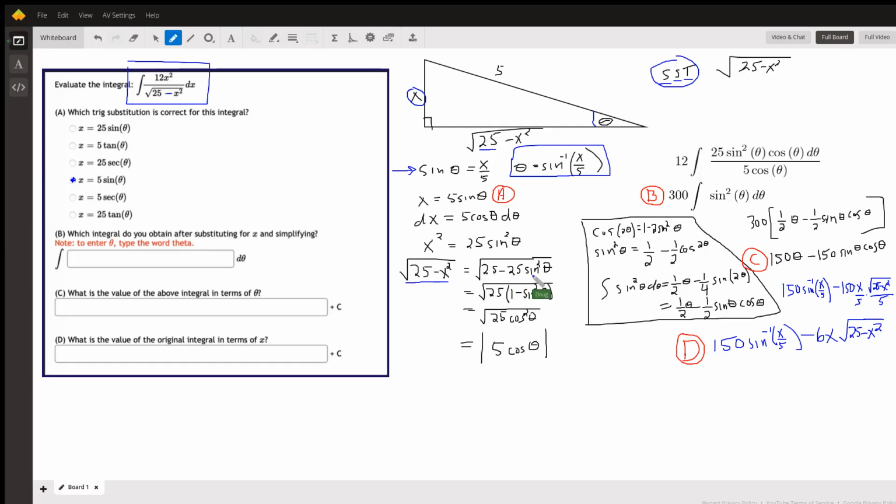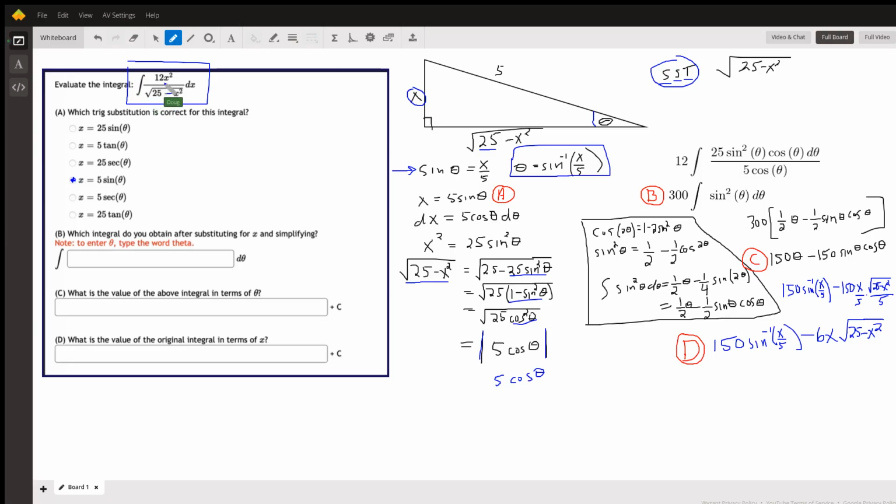Substitute 25 sine squared theta for x squared. Factor out the 25. Replace 1 minus sine squared with cosine squared. Take the square root. Notice I put absolute value symbols here. But we're going to make the assumption that theta is in the first quadrant, so we'll drop the absolute value symbol. And now we're ready to do the substitution.